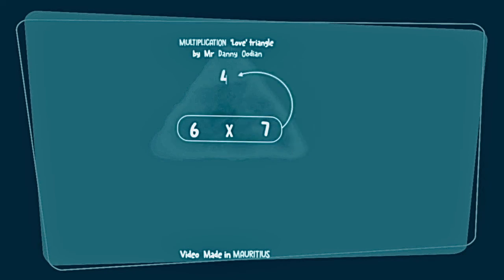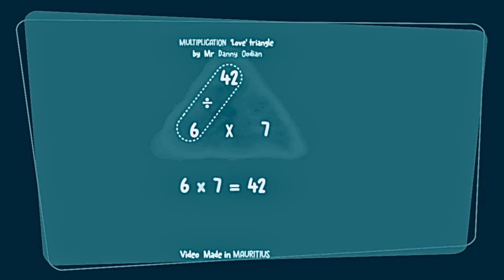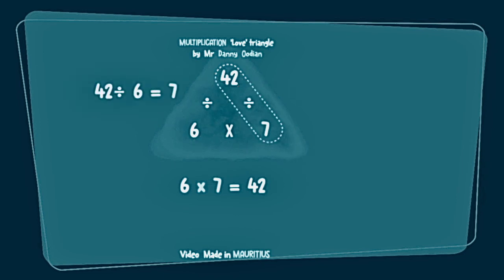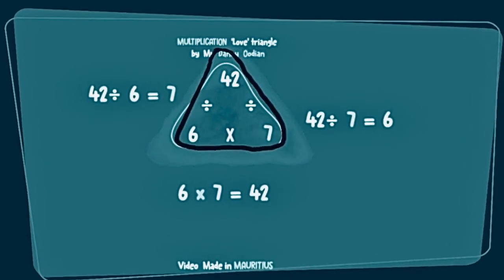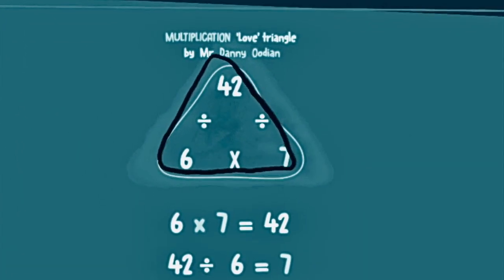6 times 7, 42. But 42 divided by 6 is equal to 7. Similarly, 42 divided by 7 is equal to 6. So, 42, 6, and 7 make a multiplication triangle.